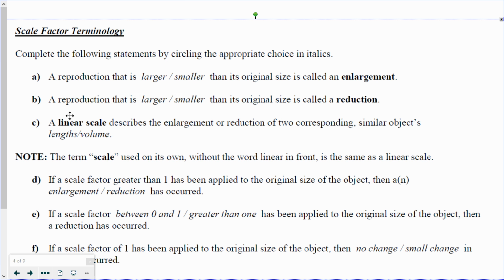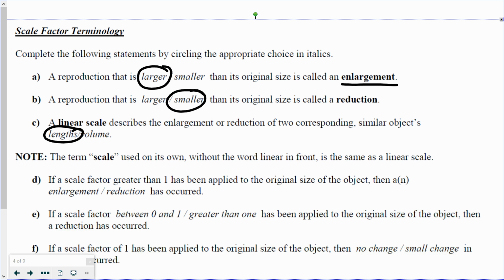And then there's just some scale factor terminology on this next page. A reproduction that is an enlargement is going to be larger than its original size, and a reproduction that's a reduction is going to be smaller. A linear scale describes the enlargement or reduction of two corresponding similar objects' lengths. So we're just talking in one dimension right now. Linear scale means just one dimension. We'll talk about 2-dimension and 3-dimension as well, but a linear scale is just looking at length.